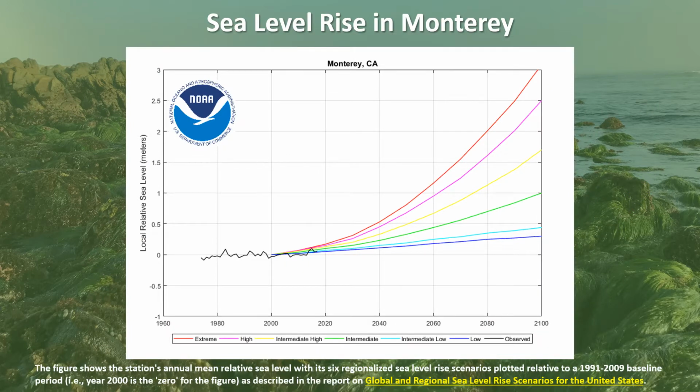So how much has sea level risen in Monterey? The relative sea level trend is 1.71 millimeters per year, which was based on monthly mean sea level data taken from 1973 to 2019. This graph also shows projections of how much sea level could rise here in Monterey to the year 2100. If we look at the intermediate to intermediate high estimates, it shows that sea level could rise here in Monterey anywhere from 1 to 1.5 meters.